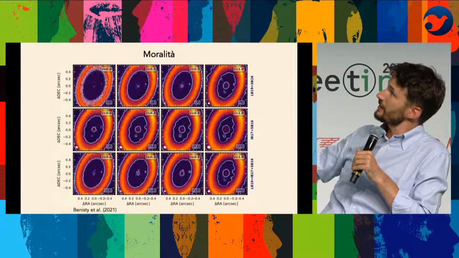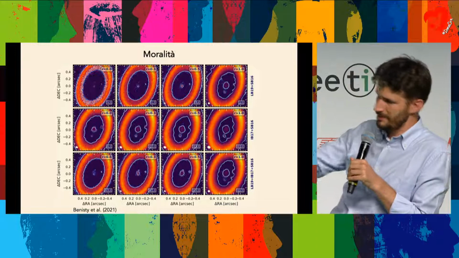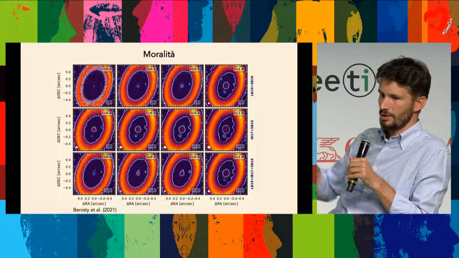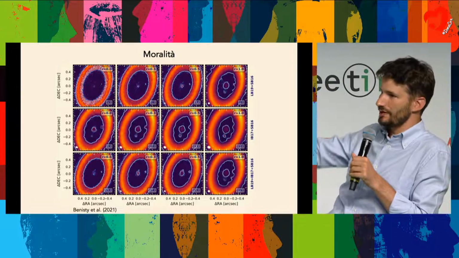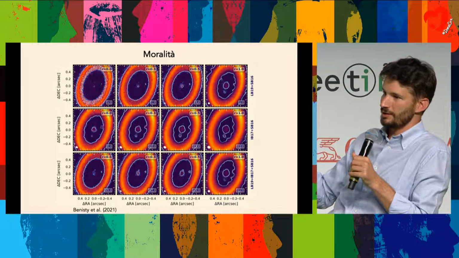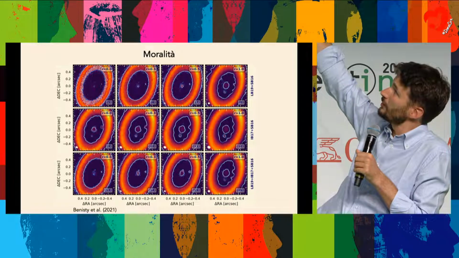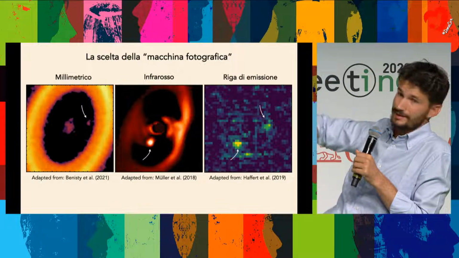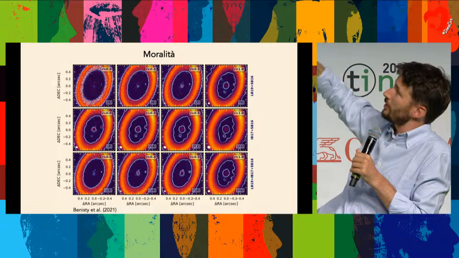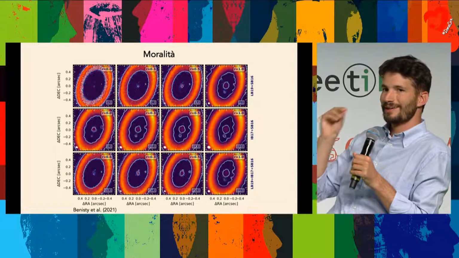I call this picture morality. It's an image of the same system. It is a reconstruction of the image of the data of the same system in various ways. So as you can see, according to our way of playing with the image, we get slightly different things. We can see slightly different things. The small planet we see on the left-hand side in some images is there. In some other images, it is not there.